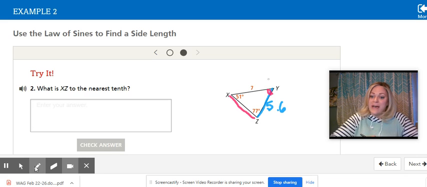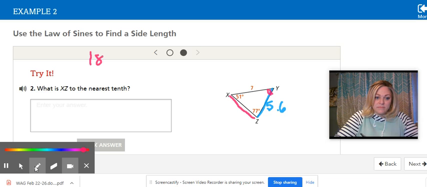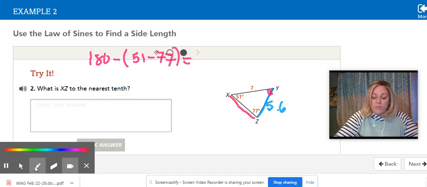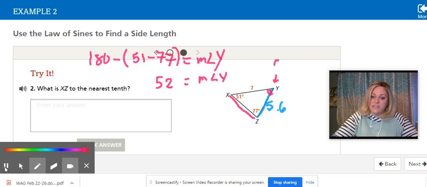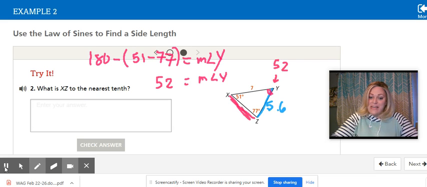Remember that all triangles add up to 180. So I'm going to write up here just some scratch work on the top. 180, subtracting these two numbers, 51 and 77. That will tell me what I get for the measurement of angle y. So take a second, figure out what that is. The measurement of angle y is 52, which means this right here is 52. I know angle y. I need this angle or this length way over here.